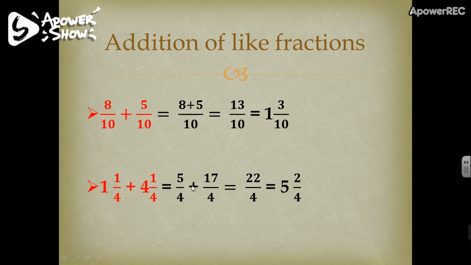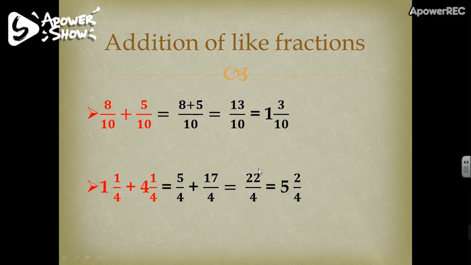Now this is exactly similar to our first example. The only difference is that in the first example the fractions are proper fractions, and here the fractions we are dealing with are improper ones. So now we have to add 5 by 4 and 17 by 4. Again the denominator will remain unchanged, and you just add the numerators of these two fractions. So 5 plus 17 equals 22, and since the denominator remains unchanged, 5 by 4 plus 17 by 4 is equal to 22 by 4.